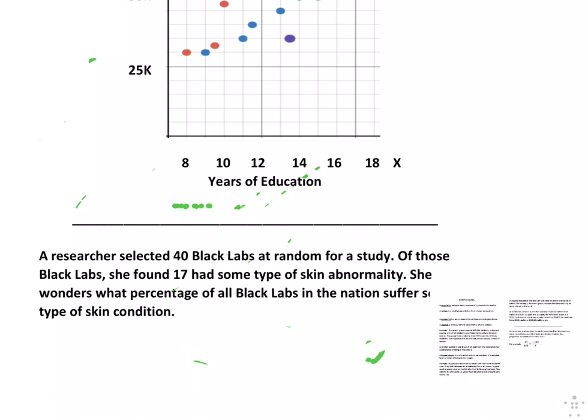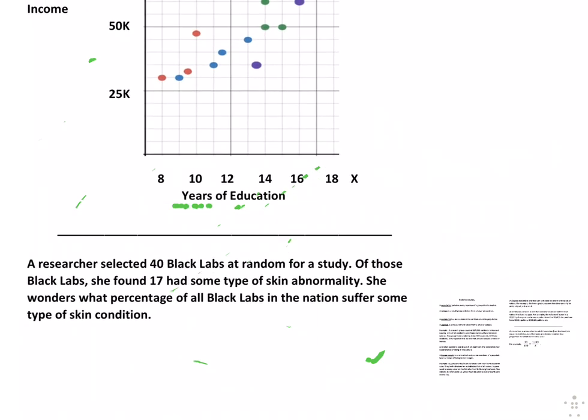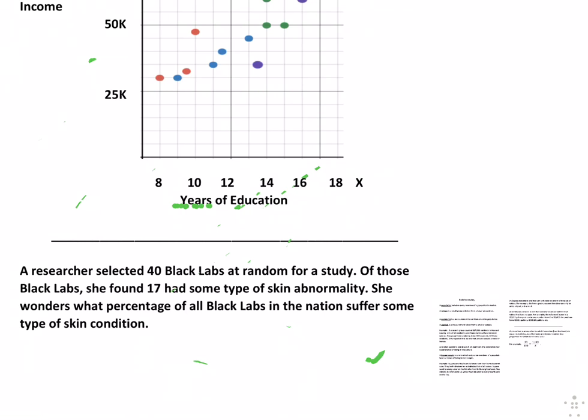So, suppose we have a researcher who selected 40 black labs and she found that 17 of them had a skin condition of some kind. And she is wondering what percentage of all black labs in the nation suffer some kind of skin condition. Does her research really reflect the bigger population of black labs in general? That is a question that can also be answered by statistics.